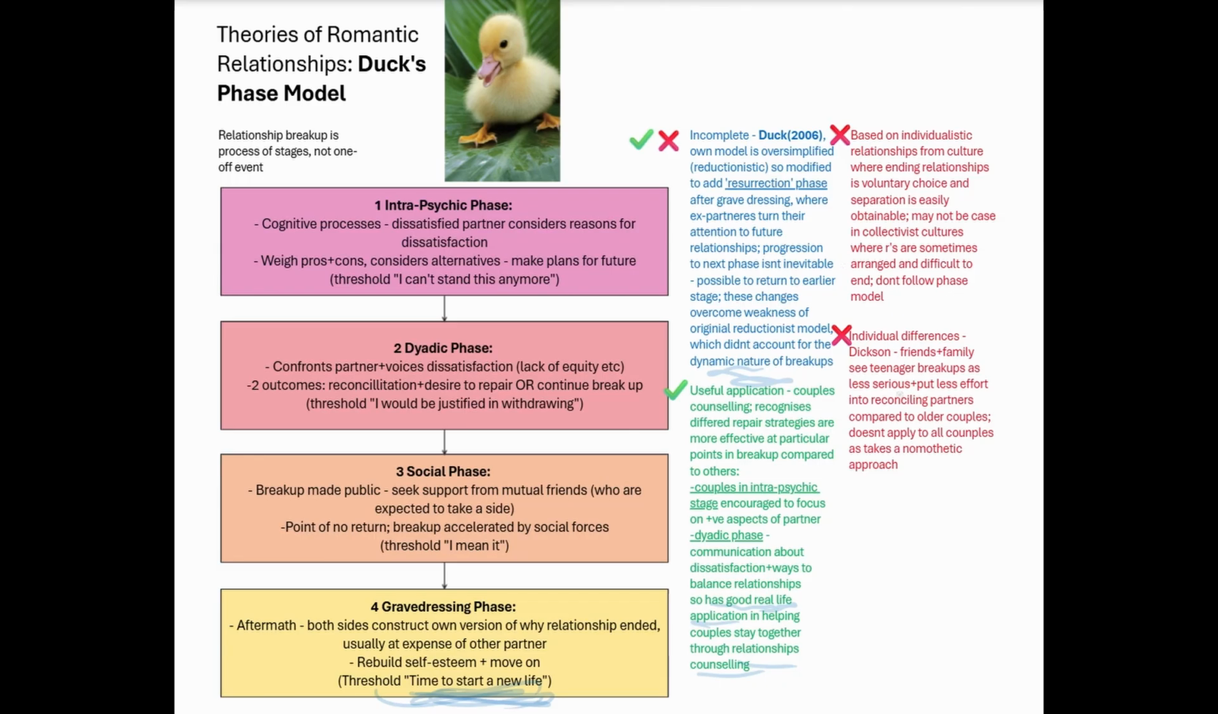Dixon found that friends and family see teenagers' breakups as less serious, and therefore they put less effort into reconciling their partners. This is different compared to older couples, who are obviously taken more seriously. Therefore, this phase model does not account for all relationships, and therefore it takes a nomothetic approach. It tries to generalize to all relationships, but it can't, due to individual differences. An ethnographic approach might be better in this case.